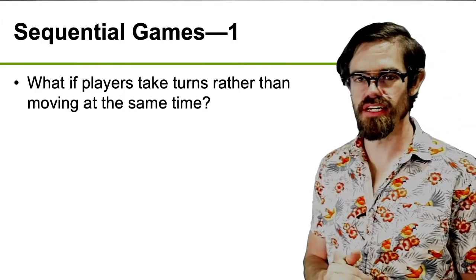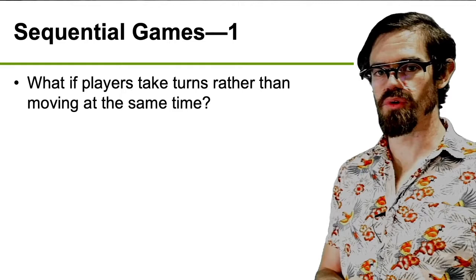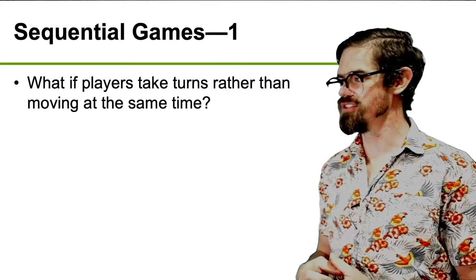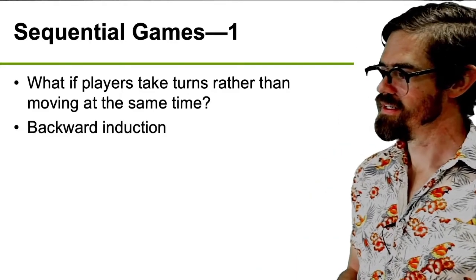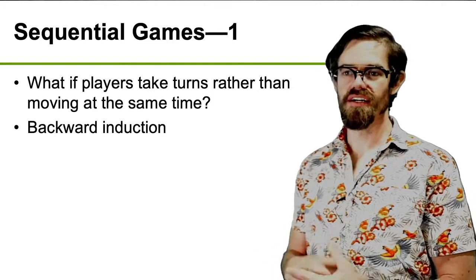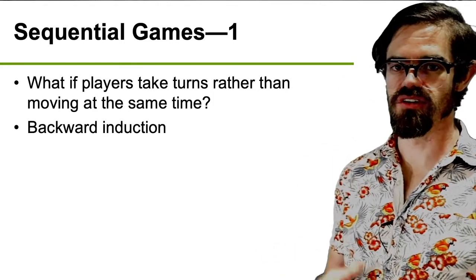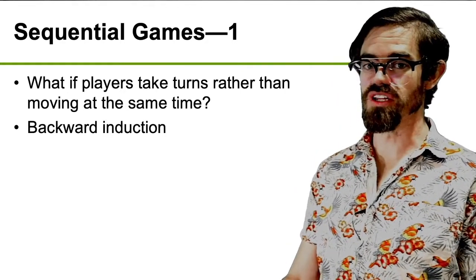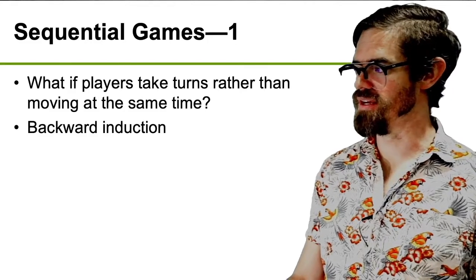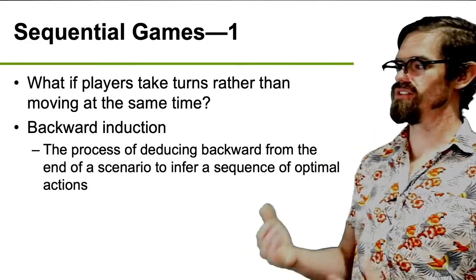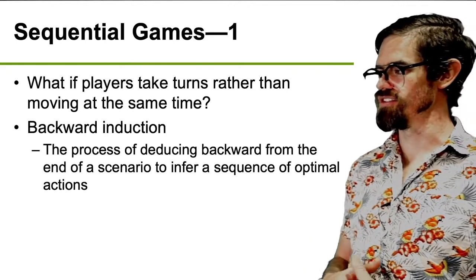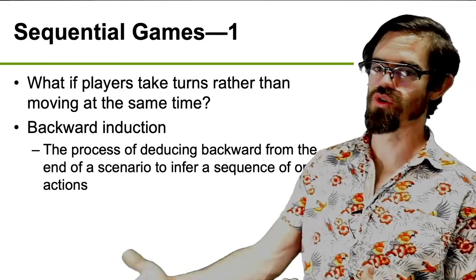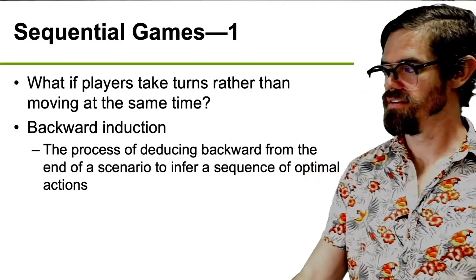So far we've only looked at simultaneous move games and very briefly at repeated simultaneous move games. Now let's look at some sequential games. What if players take turns rather than moving at the same time? If this is the case, very often the game can be solved by what's called backwards induction. Really good chess players are really good at backward induction. This is basically the process of deducing backwards from the end of a scenario to infer a sequence of optimal actions. So what's my best course of action, working backwards from the end? That's backward induction.